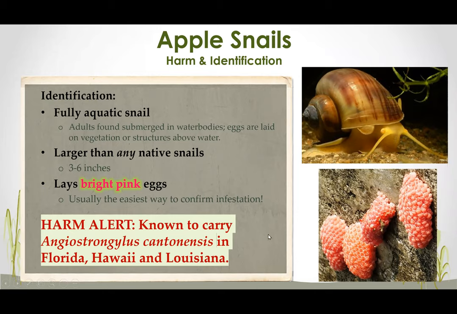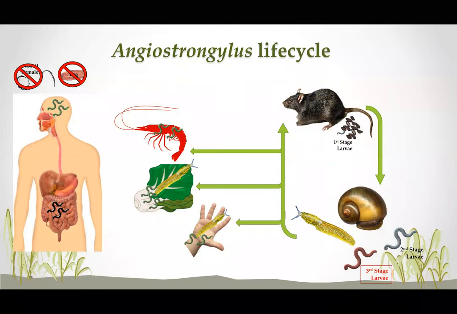So the harm alert is that this snail species is known to carry Angiostrongylus cantonensis in Florida, Hawaii, and Louisiana. And I know you're like, Ashley, that's just a bunch of words put together. What this worm is also known as is the rat lungworm. It's called the rat lungworm because traditionally this species grows in the lungs of rats and then continues on in the infection. So Angiostrongylus nematodes require a rat and a mollusk to complete their life cycle. They need two hosts, and this means they have an indirect life cycle.